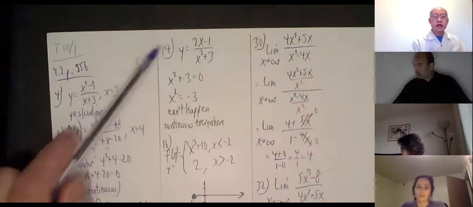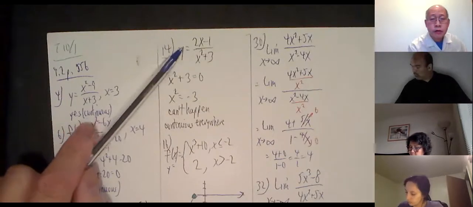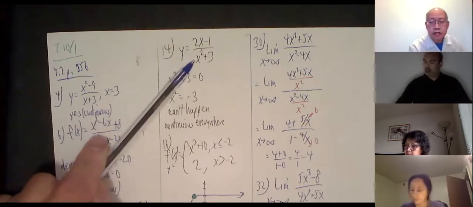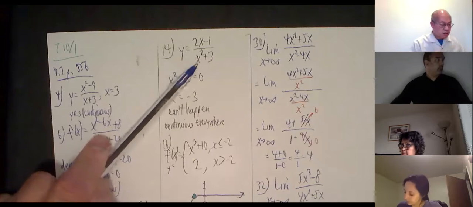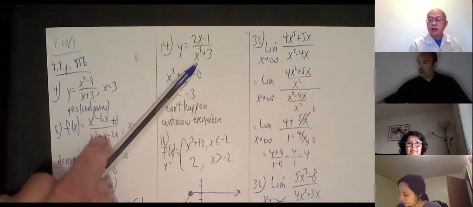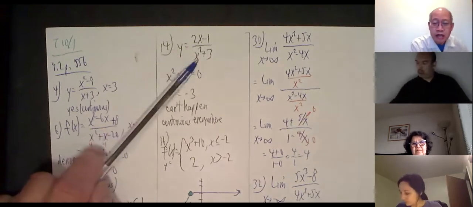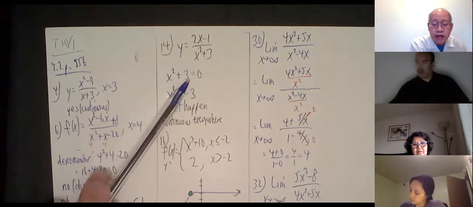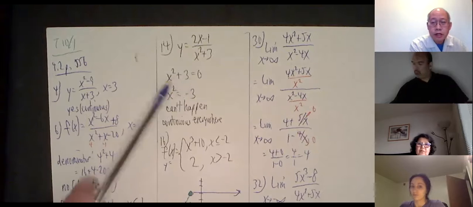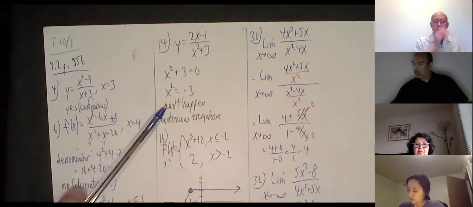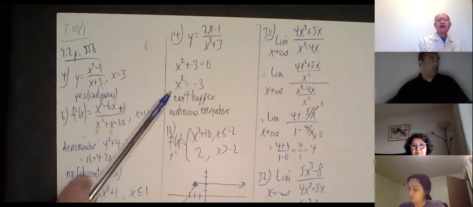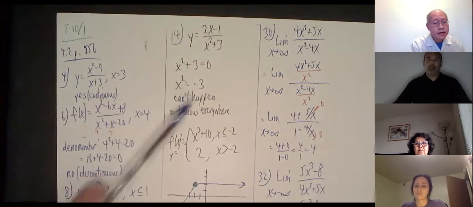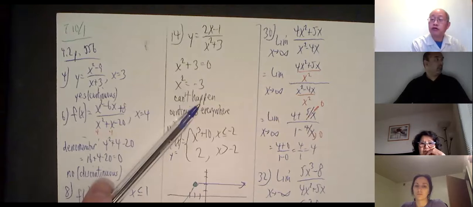Now for 14, it's a little bit tricky. It's got a fraction, 2x minus 1 over x squared plus 3. So superficially, at first, you would start off with the same thing and say, well, how do you make the denominator equal to 0? So x squared plus 3 equals 0. Let me solve that. Subtract 3 on both sides. x squared equals negative 3. So stop and think about it. A number squared equals a negative. That can't happen. That never happens for real numbers.